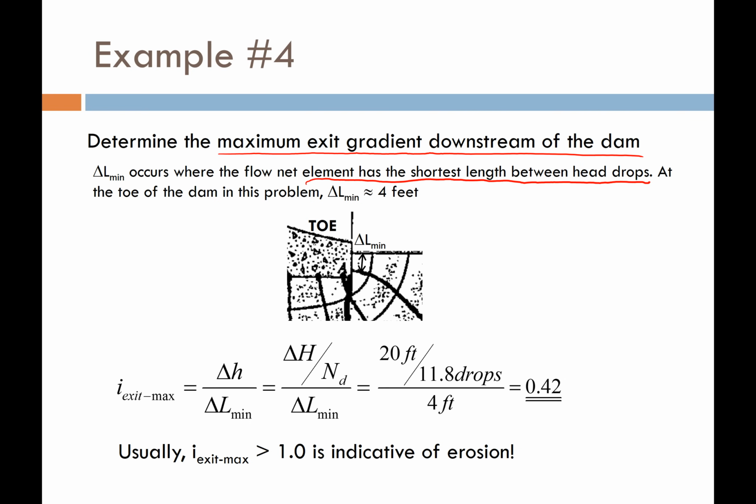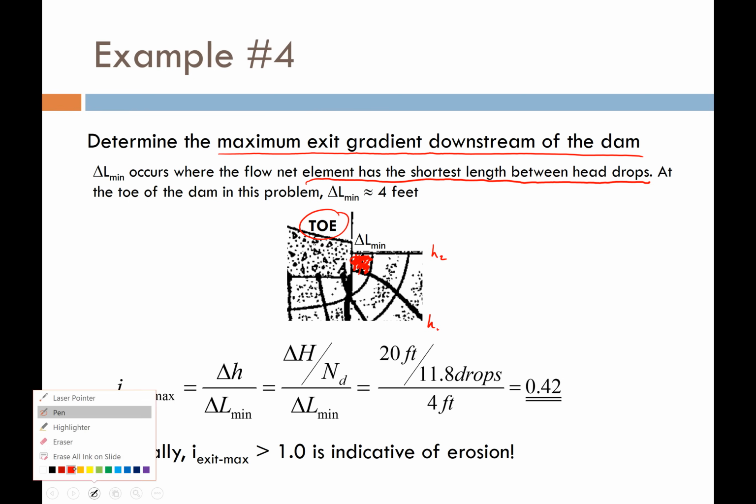So if I go back and look at the flow net, I'm looking at the toe of my dam, and I have this little teeny element right here. That's going to be the place where my seepage velocity, I should say, of my seeping water is the greatest. And if I physically measure, take out my ruler and measure the length from head drop 1 to head drop 2, let me draw it in blue, this length right here comes out to be about 4 feet.